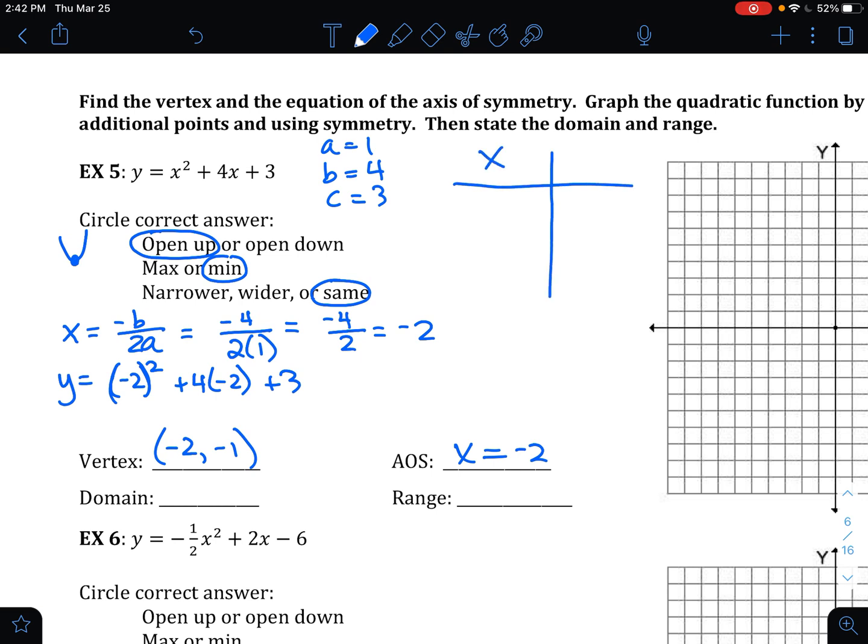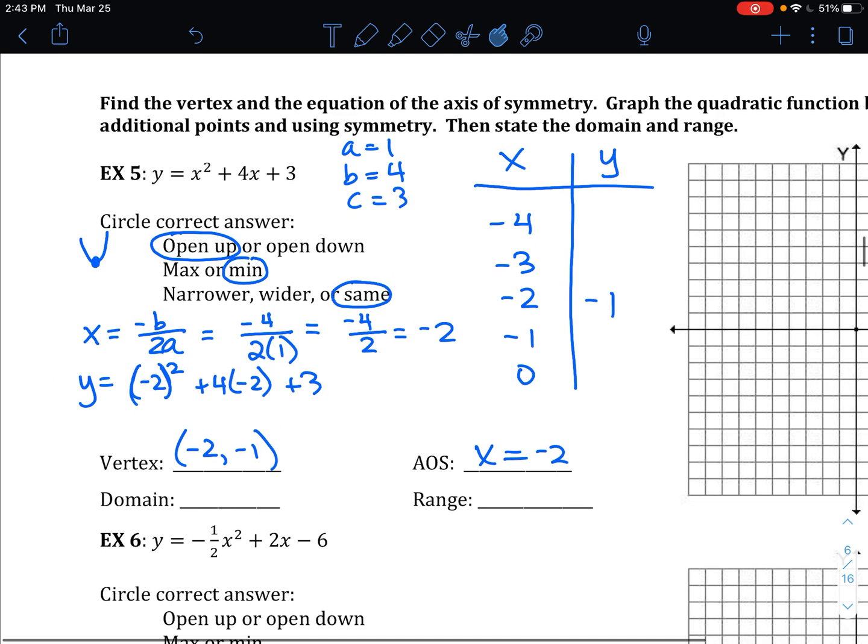Now make your t-chart. Remember, put the vertex in the middle, negative 2, negative 1. I'm going to pick two numbers below negative 2 and two numbers above. So I'm on the negative side, the next ones would be negative 3, negative 4. And then moving closer to 0, negative 1, 0. I forgot my y. Now we need to plug in these numbers.